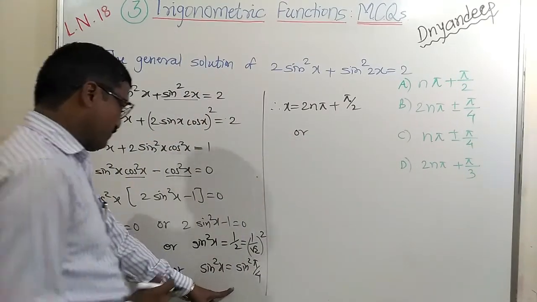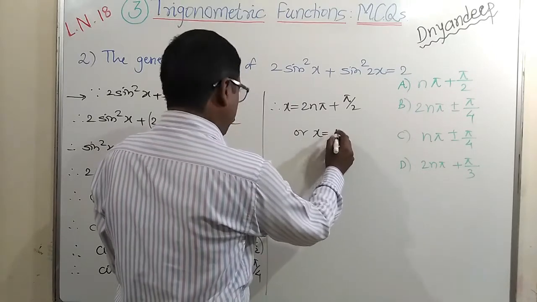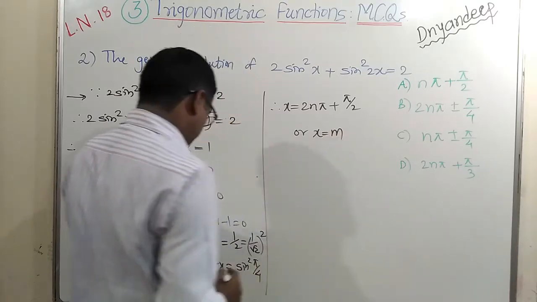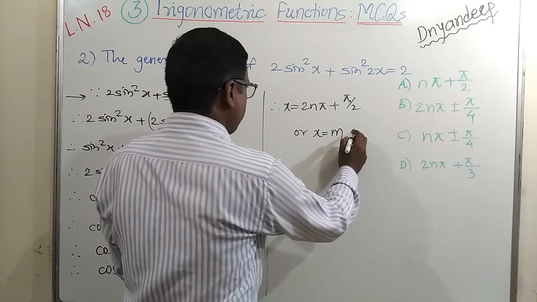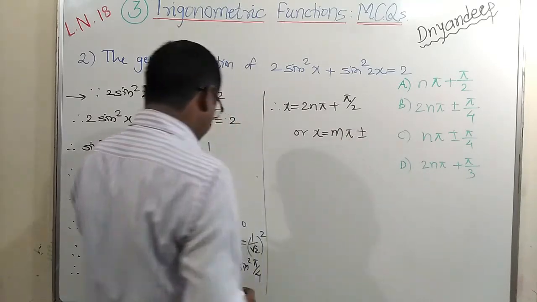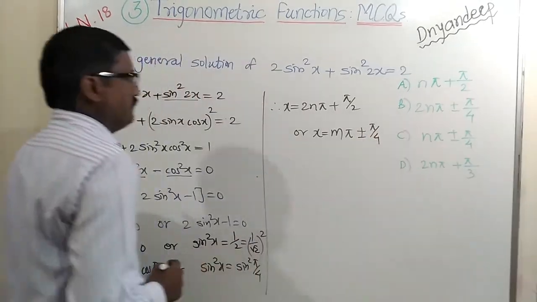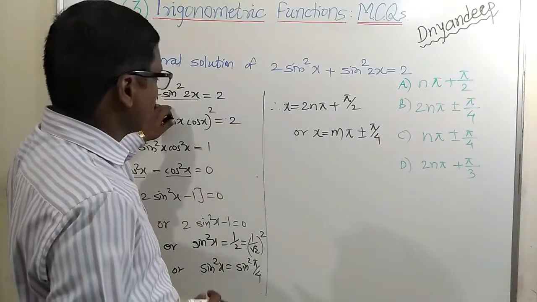sin square x equal to sin square pi by 4. So here, let us take n, therefore x is equal to n pi plus minus alpha, that is pi by 4. So these are the two general solutions for these trigonometric equations.